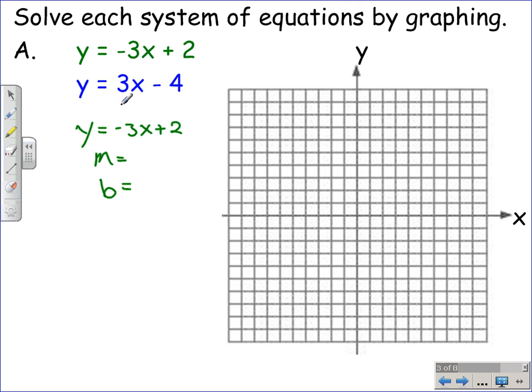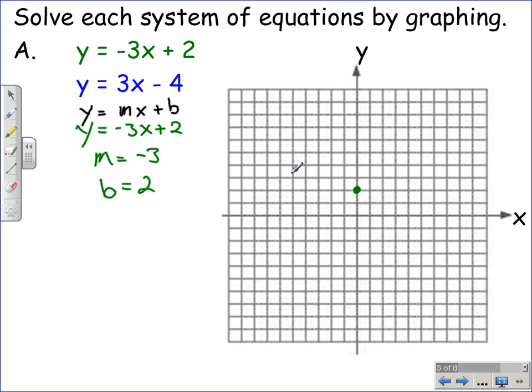Now recall that these equations are in slope-intercept form. y equals mx plus b, where the m is the slope and the b is the y-intercept. So in this particular equation, y equals negative 3x plus 2, the slope is negative 3, and the y-intercept is 2. To use this information to create a graph, we first plot the y-intercept, which is a positive 2, which means we go up 2 along the y-axis and put our point.